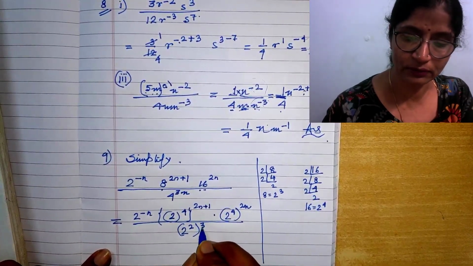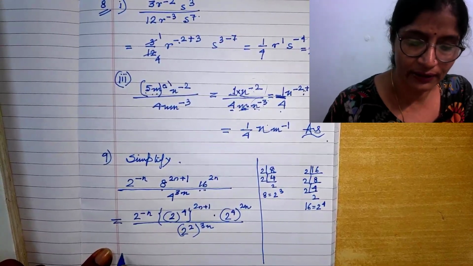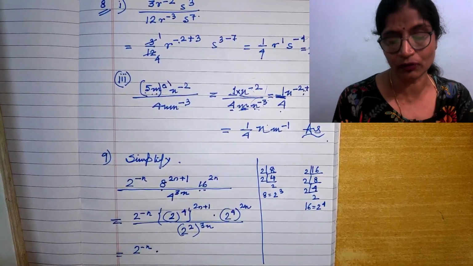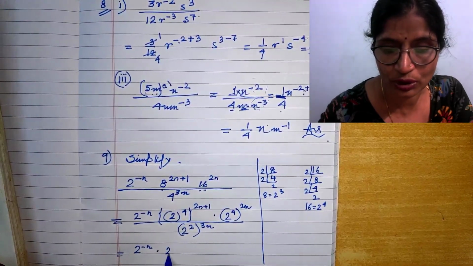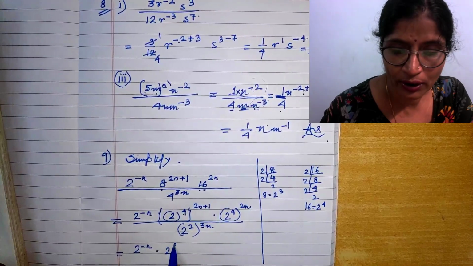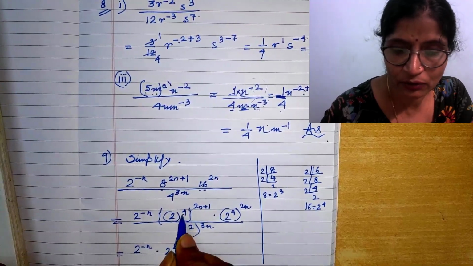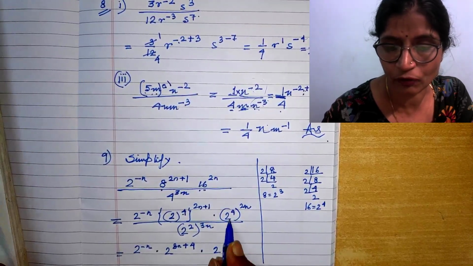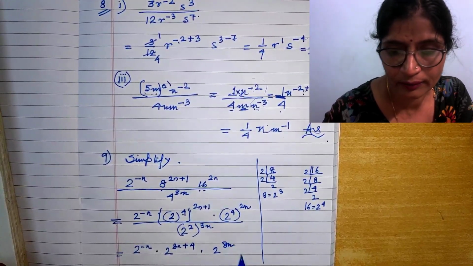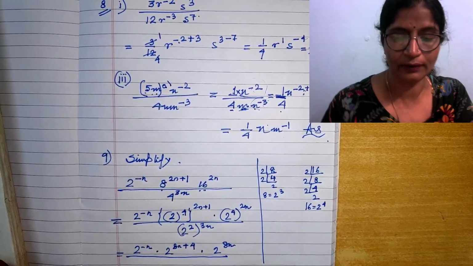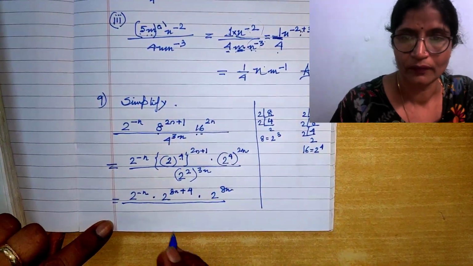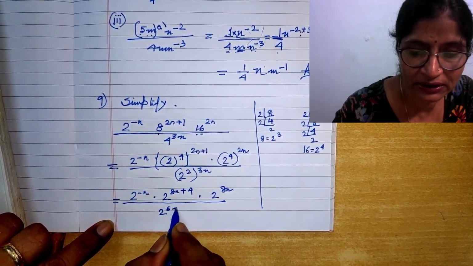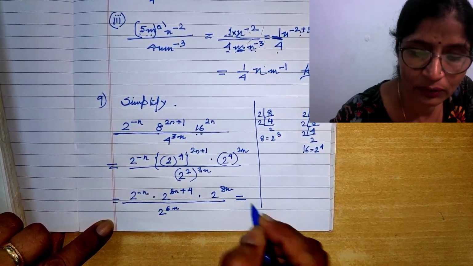Whole to the power 3n, and that is equal to what? 2 to the power minus n. Now everything is in terms of 2 to the power. So it is 2 to the power 8n plus 4, into 2 to the power 4 to the 8n, divided by 2 to the power 6n, and that is equal to what?